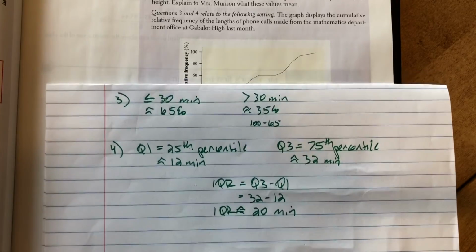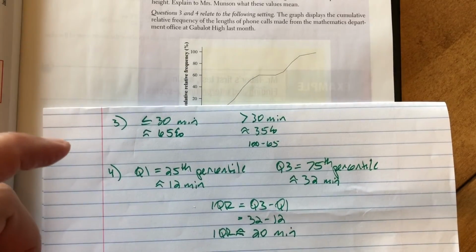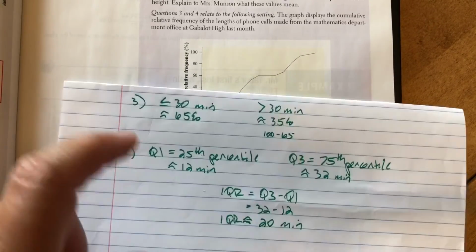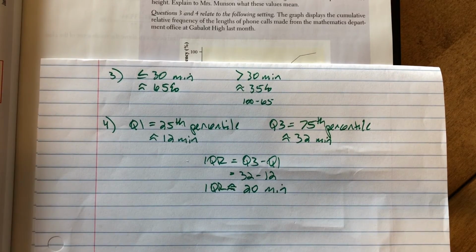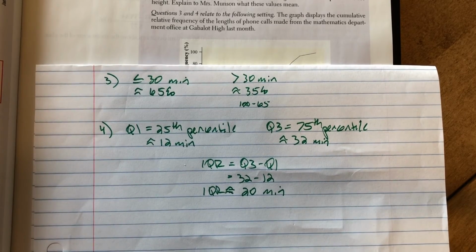That just means 50% of the calls lasted within a range of 20 minutes. 50% of the calls had a range of about 20 minutes. So that's my IQR.